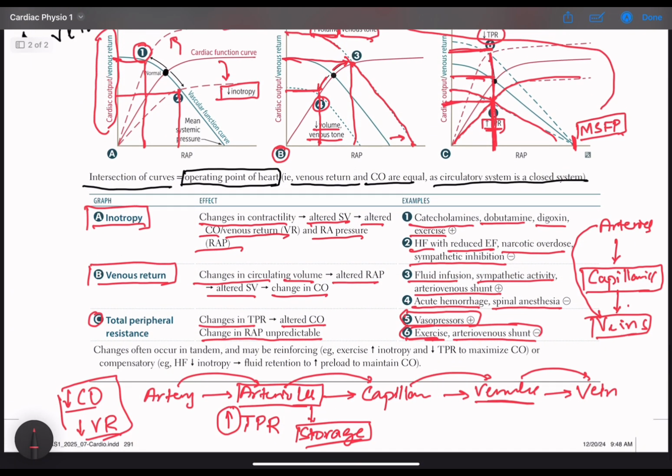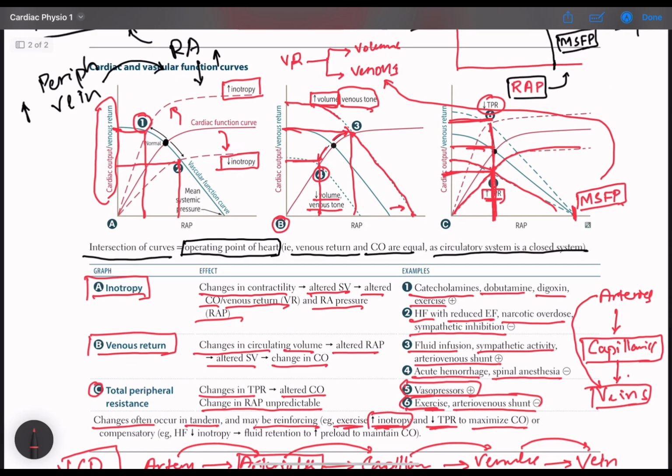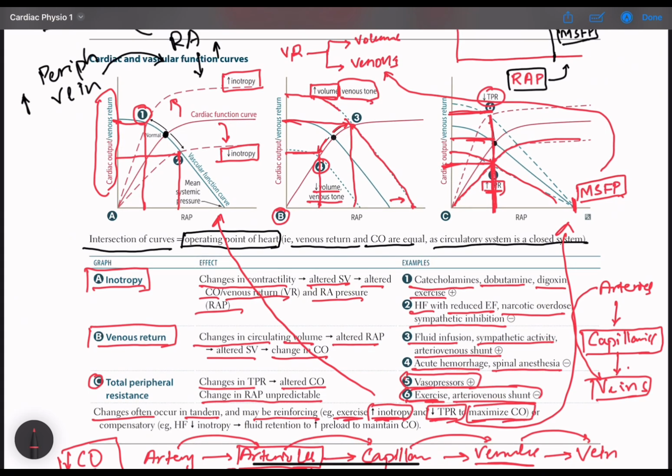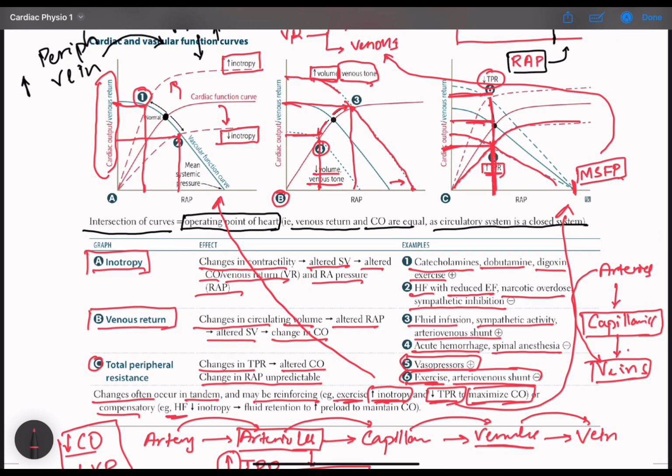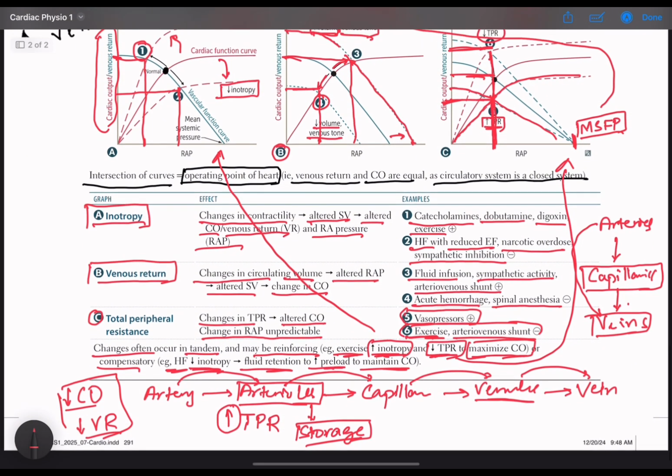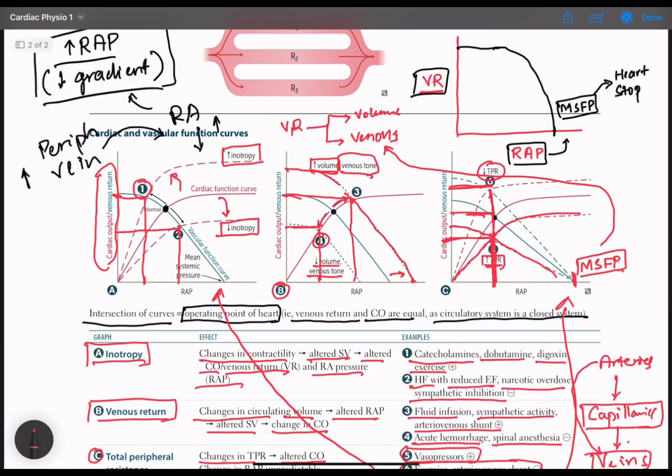Now, the key thing to remember between these curves is that changes often occur in tandem and may be reinforcing. In one condition, these changes do not occur in isolation, rather they occur in combination. So for instance, in exercise, we have increased inotropy as well as decreased TPR, so we have both of these changes in order to achieve maximum cardiac output. Or compensatory, like for instance in heart failure we have decreased inotropy, which leads to fluid retention to increase preload to maintain cardiac output. This was all about cardiac function curves.